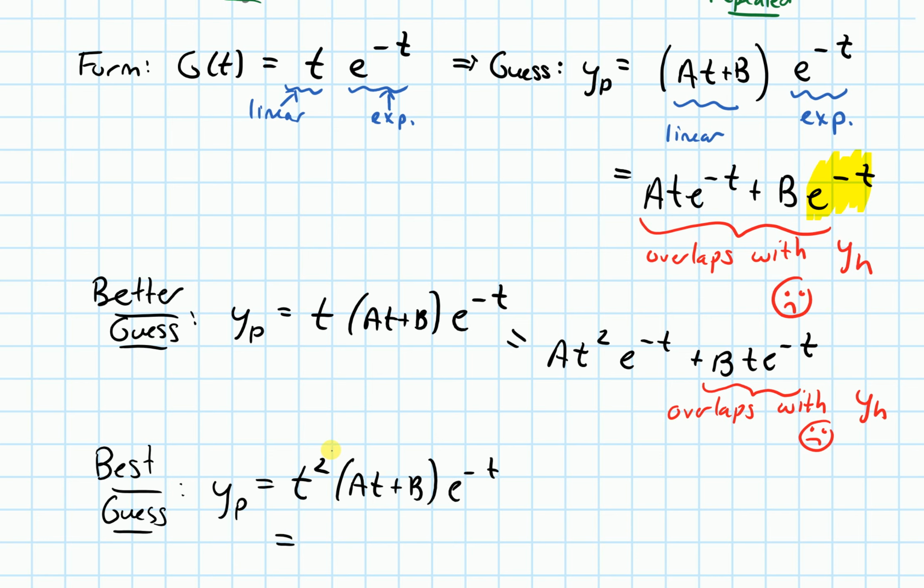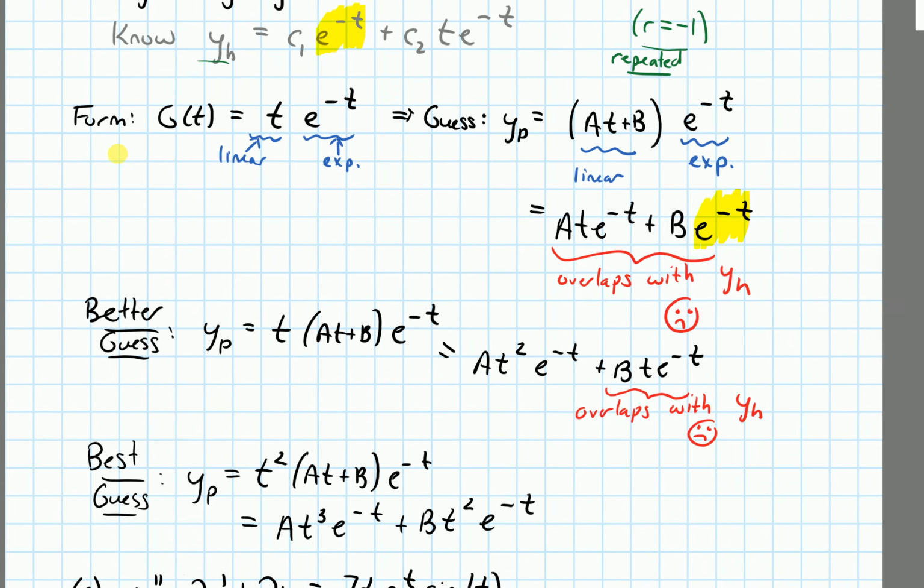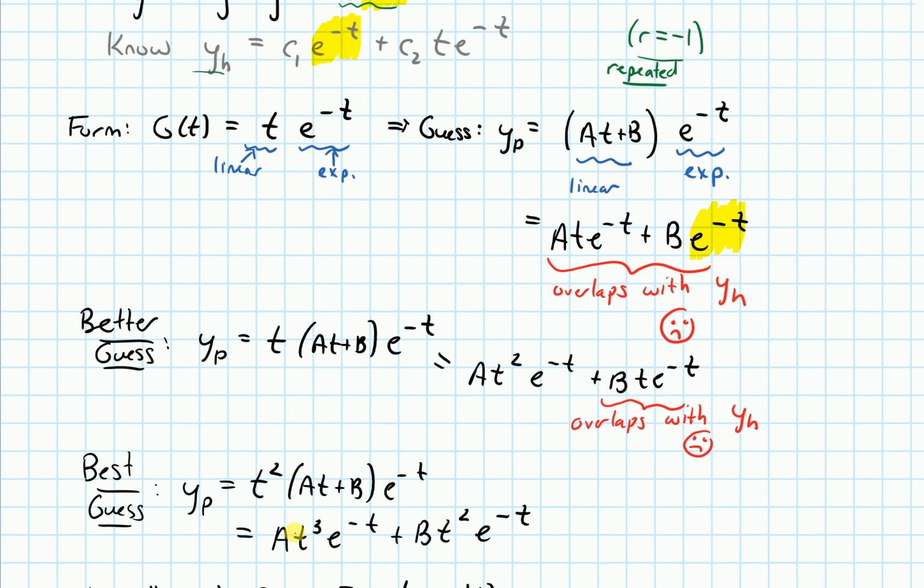And if we distribute this out, we will get at cubed e to the negative t plus bt squared e to the negative t. So let's zoom it out a little bit. And now let's compare this to the homogeneous general solution. So if we look at these functions, I see t squared e to the negative t, well, that doesn't show up as a function in the homogeneous general solution. Same thing with t cubed e to the negative t. That doesn't show up as one of the functions in the homogeneous general solution.